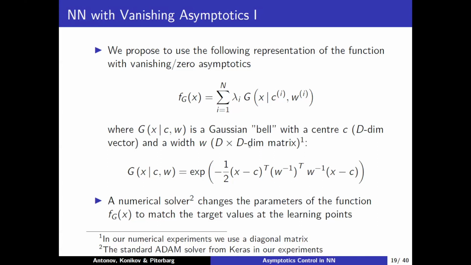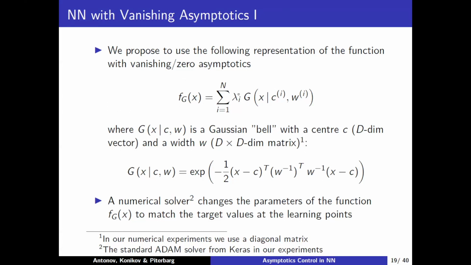So we would like to approximate our function using these Gaussians, and we know that if we restrict the center and the width, we'll get zero asymptotic. So a Gaussian bell, if it's situated inside the bulk, will give non-trivial asymptotics, but the asymptotic will be zero. So we'll look for the residual function in this form.